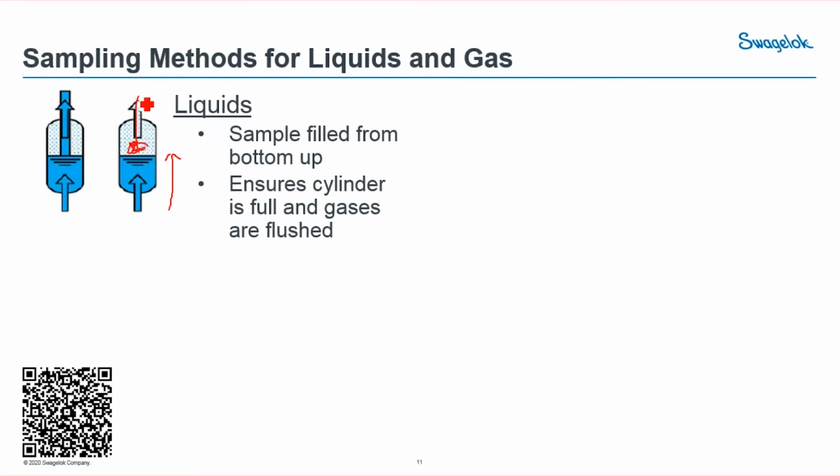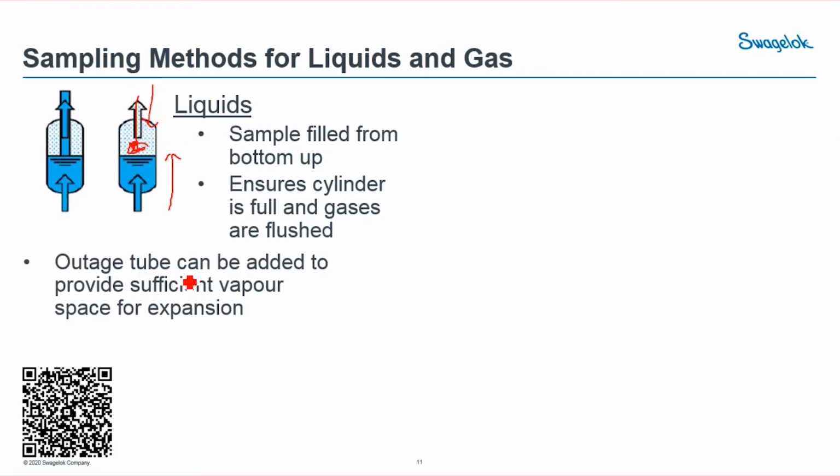You cannot do that if you were to sample from the top down, right? You could also have an option where you add what you call an outage tube into the sample cylinder so that you maintain what we call a vapor space over here. The function of this is that for volatile liquids, you do have some expansion when you take this offsite, when you start to sample and you take it out. This has the potential to expand, so that's why you have some form of vapor space here for expansion.